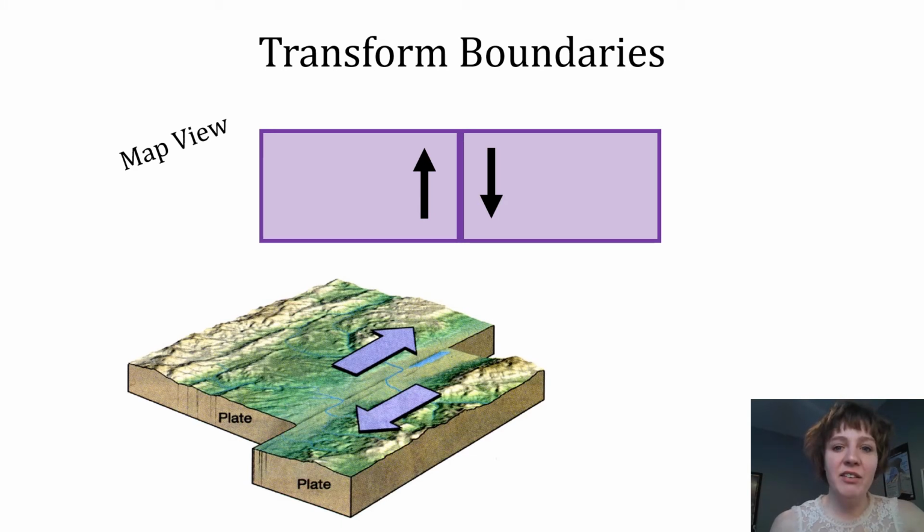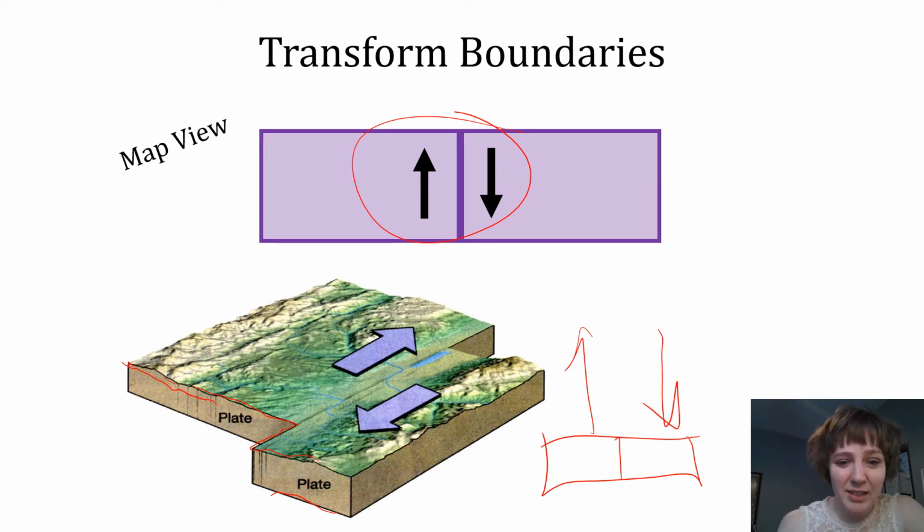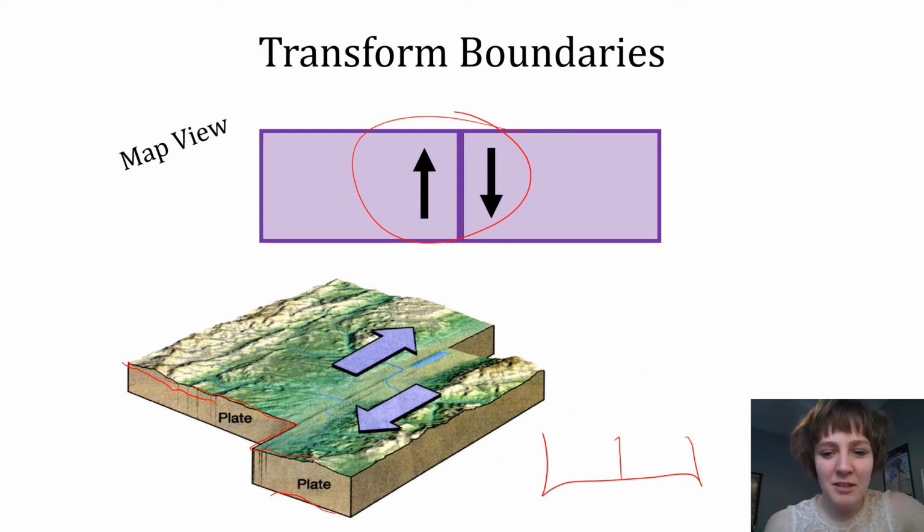Here it is, 3D view, and now you can see that if you flip the map view on its side and just look at this part here, all you would see are two plates with no up, no down, no layers. One is moving away and the other is moving toward, which is actually kind of difficult to represent in side view, so we're just not going to do it. Instead, we will stick with map view images anytime we're talking about transform boundaries.